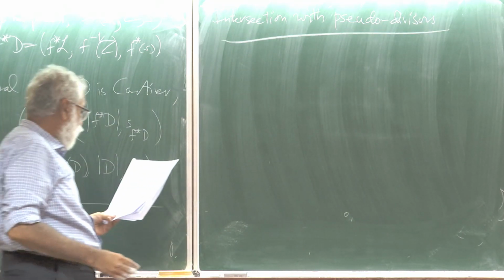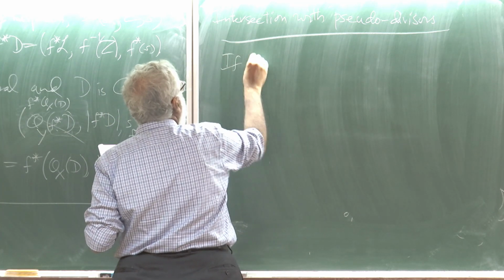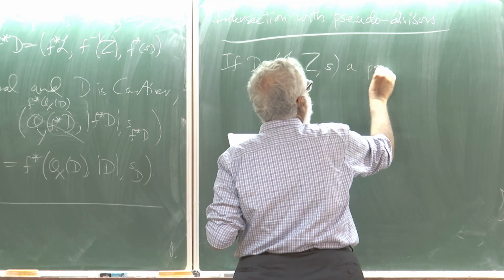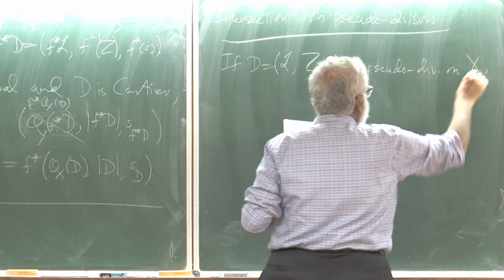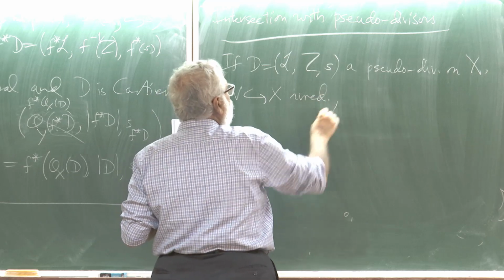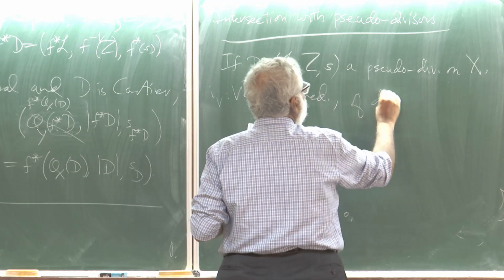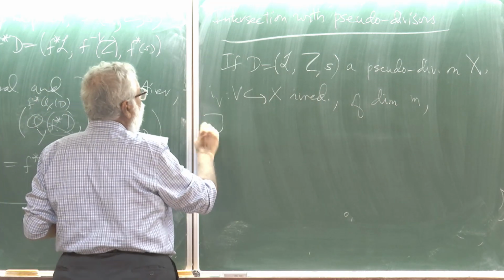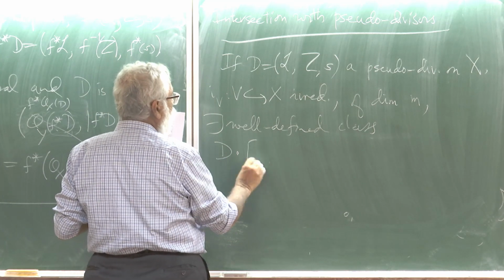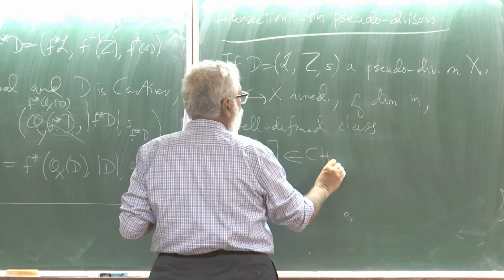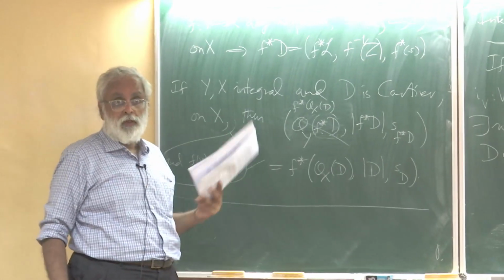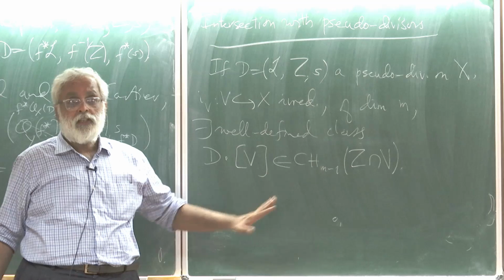Let me just write one or two things down and then stop maybe for today. So if D equals (L, Z, S), so a pseudo divisor on X, and V irreducible of dimension m, there exists a well-defined class which I'll write in this fashion: D dot [V] in Chow_{m-1} of Z intersection V. So somehow the point in this whole Fulton business is to first define this, prove its properties, and reduce everything else to this.